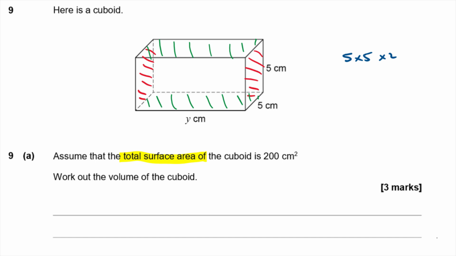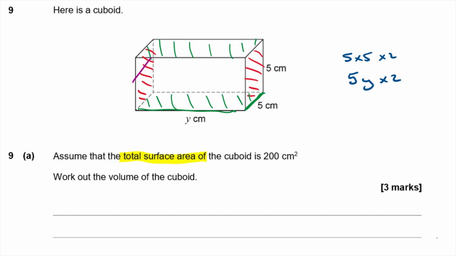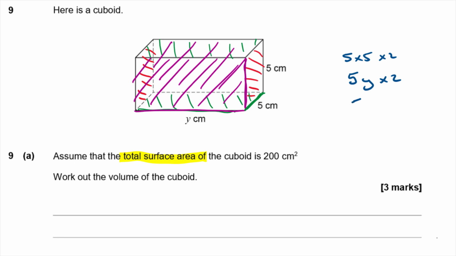Now that is going to have a side of 5 and y. So if I multiply those together, I'm going to get 5y. So I've got 5y for the top and 5y for the bottom. So I've got 2 of those, isn't it? I've got 5y times 2. What about the front and the back face? Now again, the front and the back, this face here and the back one, are going to be 5 times y again. So I'm going to have 5y for the front face and another 5y for the back face.